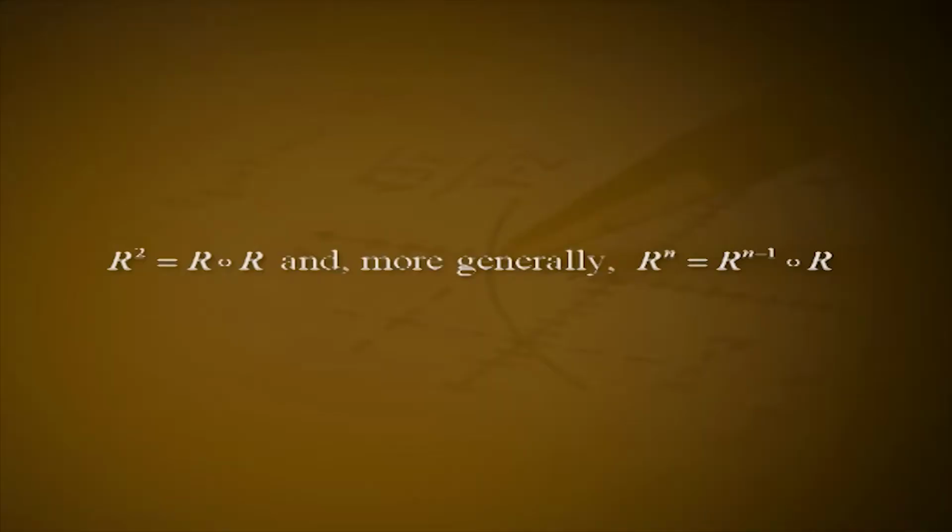The property of transitivity can also be expressed in terms of the composition of relations. Recall that for a relation R on a set A we defined R squared equal to R composition R, and more generally R raised to n is equal to R raised to n minus 1 composition R.